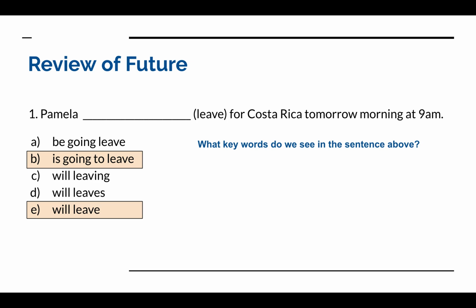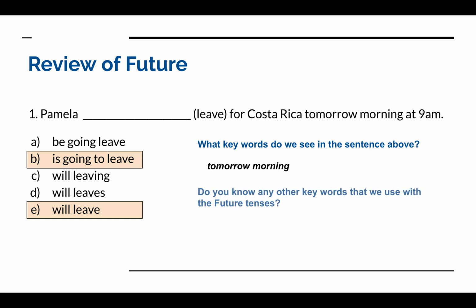In the sentence above, what keywords do we see that tell us to use the future tense? Do you know? Tomorrow morning. Good. So anytime we have words like tomorrow, tomorrow morning, tomorrow afternoon, we know we're going to use future tense. Do you know any other keywords that we use with future tenses? So what other words besides tomorrow tell us to use the future?